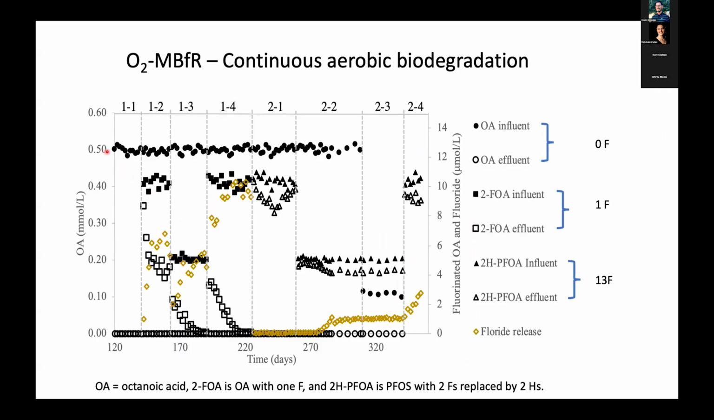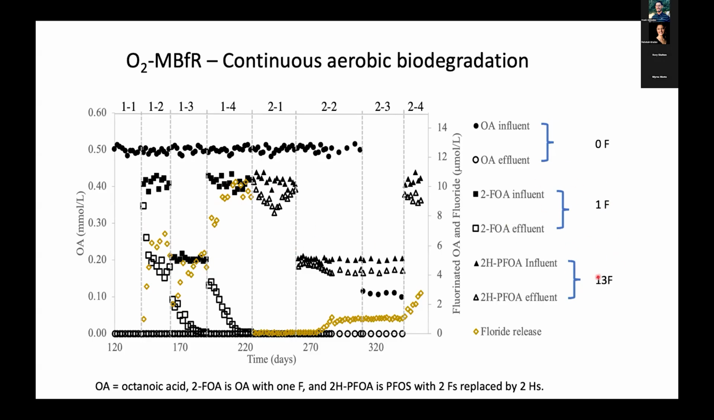So we grew an aerobic biofilm on octanoic acid, a completely non-fluorinated compound. It's totally removed. We then initially added an easy one, 2FOA, 2-fluorooctanoic acid. It has only one fluorine on it. Here we added it here and here and here. You can see the concentrations added in the black boxes. And you can see after some time, it's completely gone, and the fluoride ion is stoichiometrically released. So for an easy one, only one fluoride, it worked great.